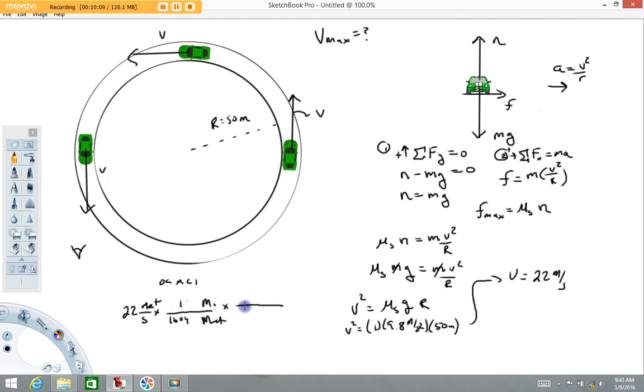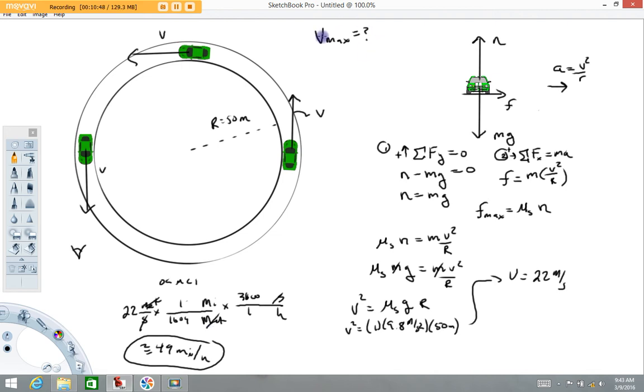And now I want to convert this to hours. So my next conversion factor has to have seconds up top, hours on the bottom. There's 3,600 seconds in 1 hour. If I calculate this, we have 22 times 3,600 divided by 1,609. And I get approximately 49 miles per hour. Checking the units, my meters cancel, my seconds cancel, we're left with miles over hour. This wasn't really a requirement of the problem. I was just looking for Vmax.